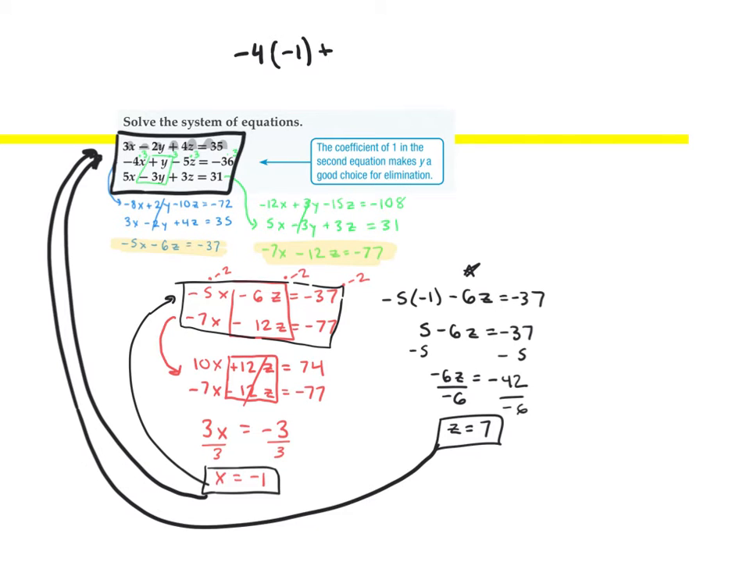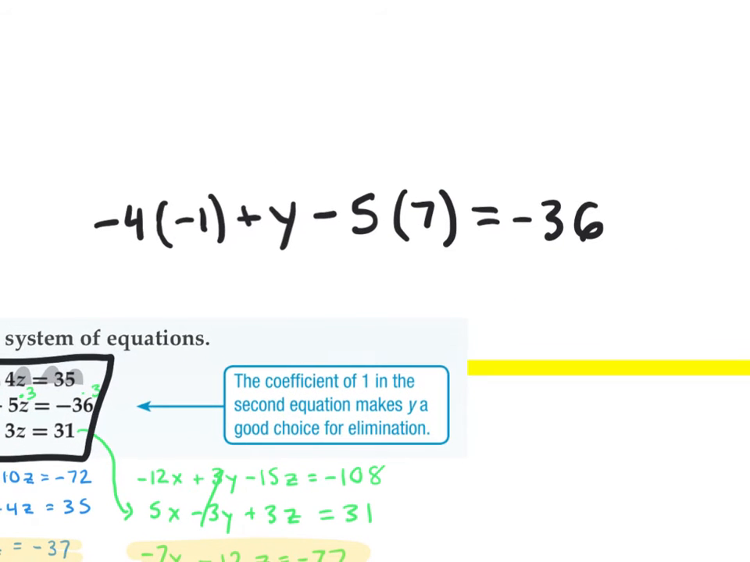Plus y. Do we know what y is yet? Nope. That's what we're solving for. So just leave it as plus y. Minus 5 times z. What's z? +7. And that's equal to -36. Now we solve for y. What do we need to do first to solve for y?